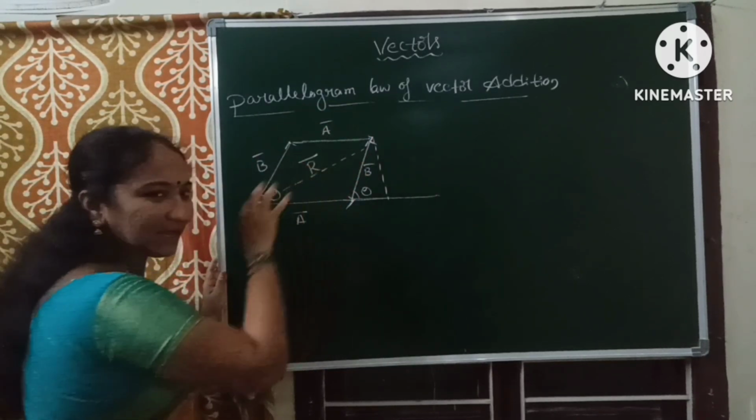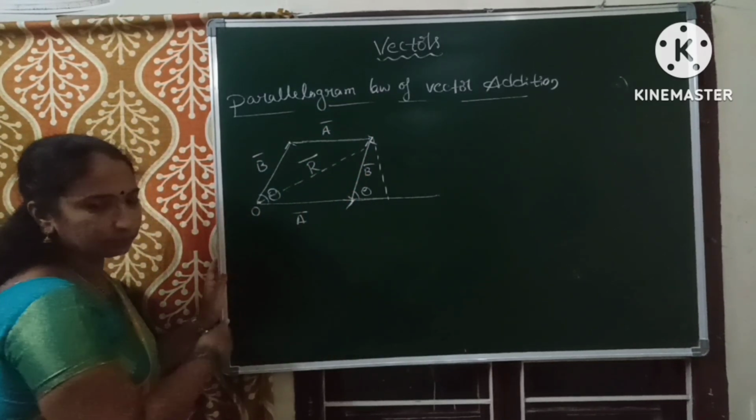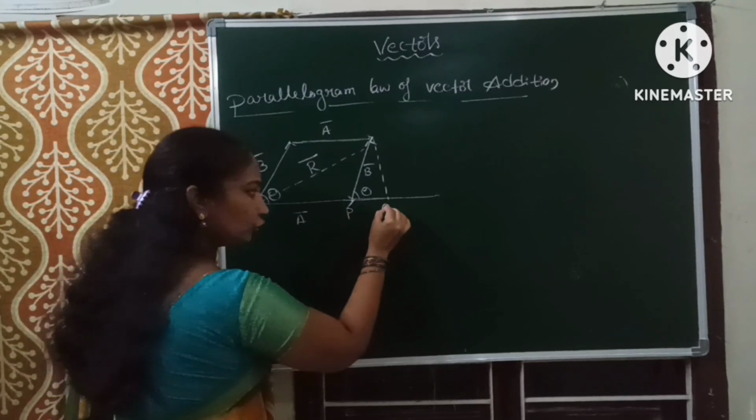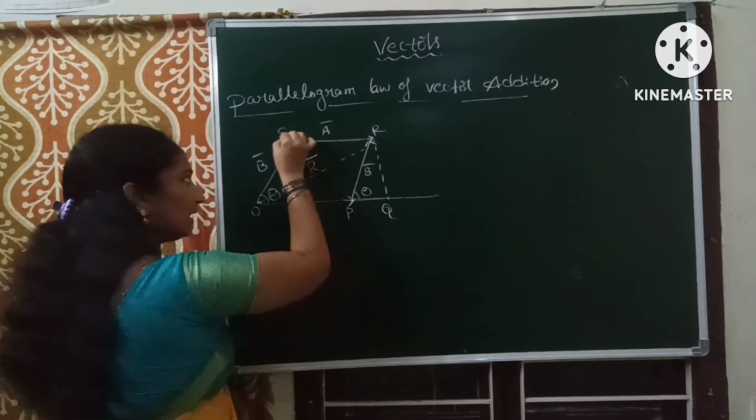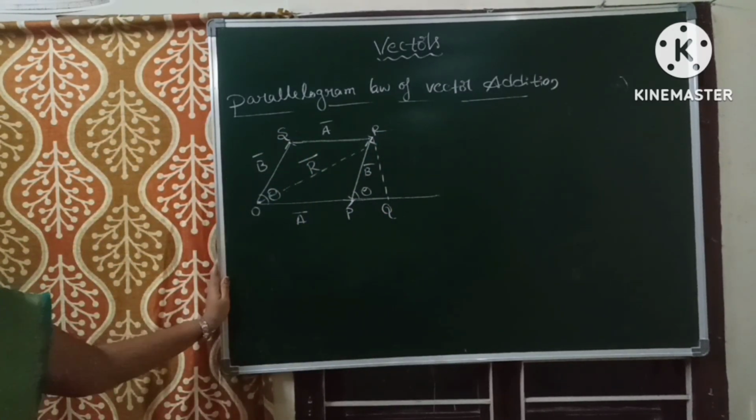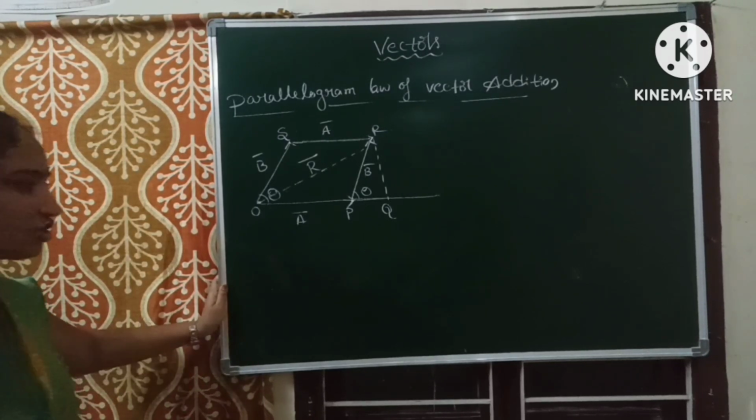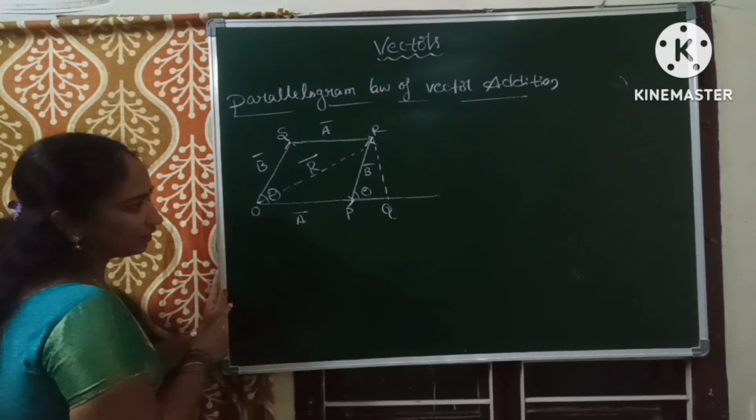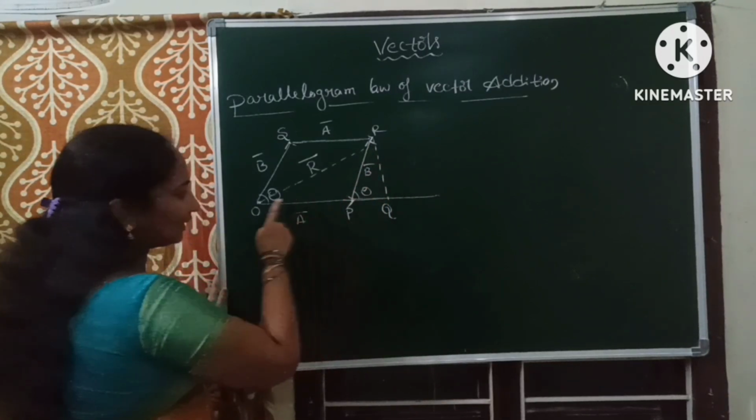Now naming this parallelogram, for example O, P, Q, R and then S. P, Q, R, S. Parallelogram is ready for you. Now let us start the derivation. Let us consider from the figure. Here two triangles are formed.